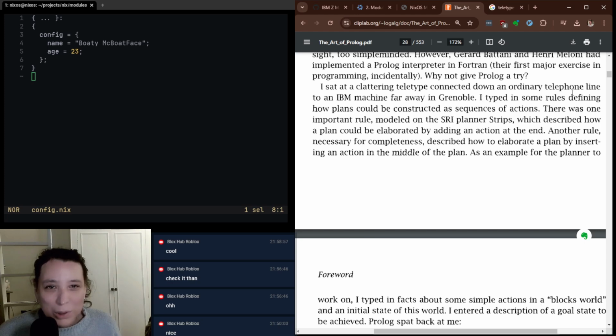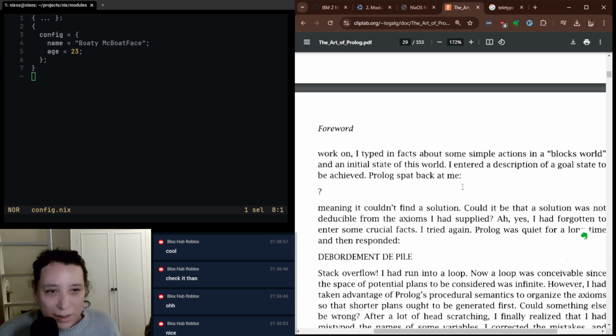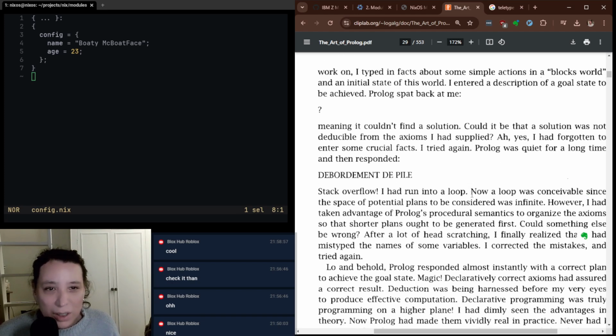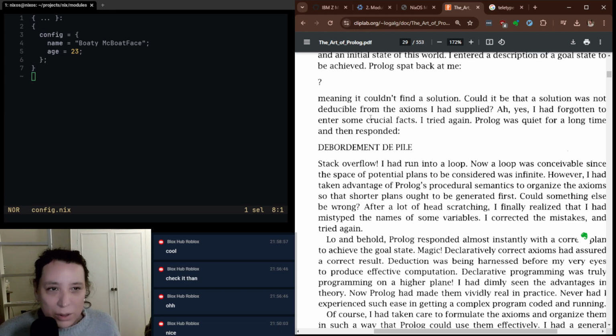I typed in some rules defining how plans could be constructed as a sequence of actions. There was one important rule modeled on the SRI planner STRIPS, which described how a plan could be elaborated by adding an action at the end. Another rule necessary for completeness described how to elaborate a plan by inserting an action in the middle of the plan. All right. Prolog spat back to me, question mark, meaning it couldn't find a solution. Could it be that a solution was not deducible from the axioms I had supplied? Ah, yes, I had forgotten to enter some crucial facts.